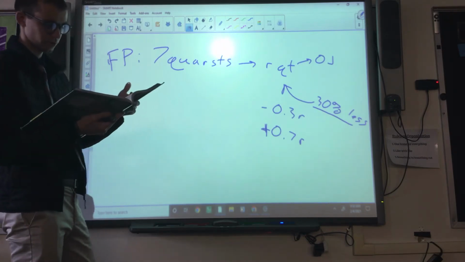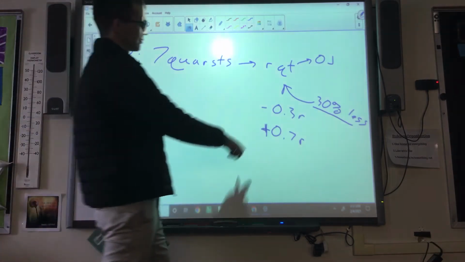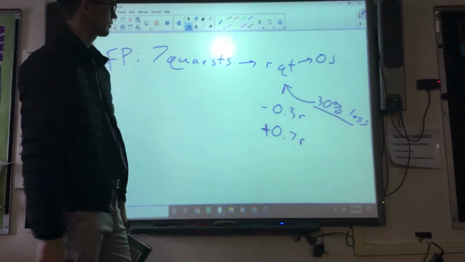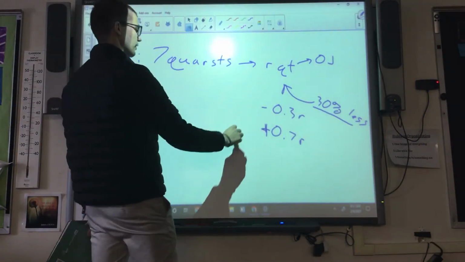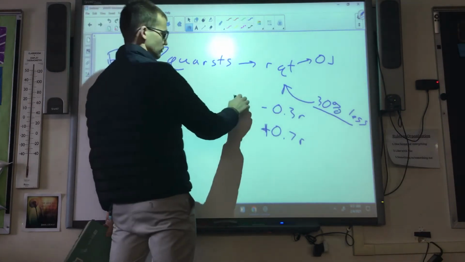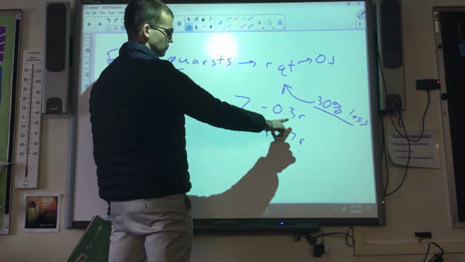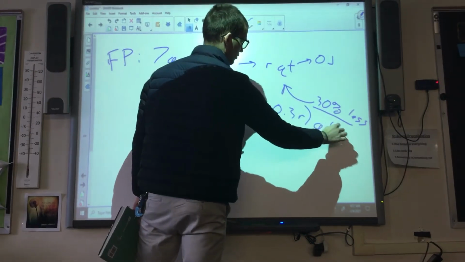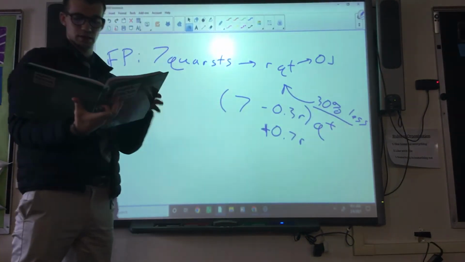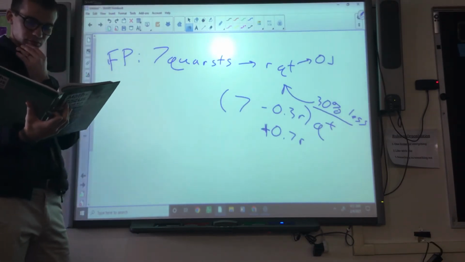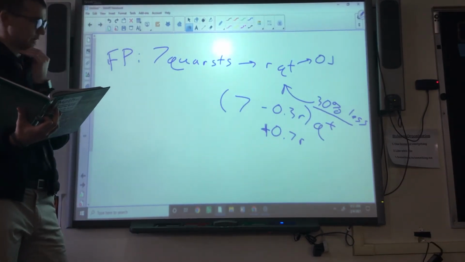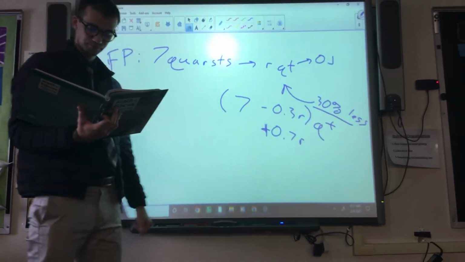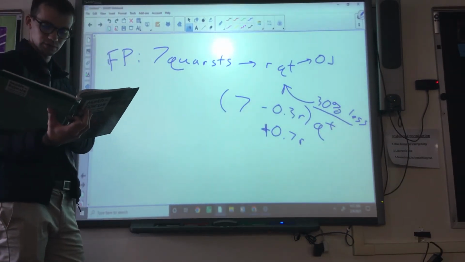If you look in your book, they end up doing the subtracting instead of adding that. So we're going to go with that, and it's the 7 quarts, subtracting, and then we put quarts on the end. Write an expression for the number of quarts made. 7 minus 0.3R quarts of fruit punch.